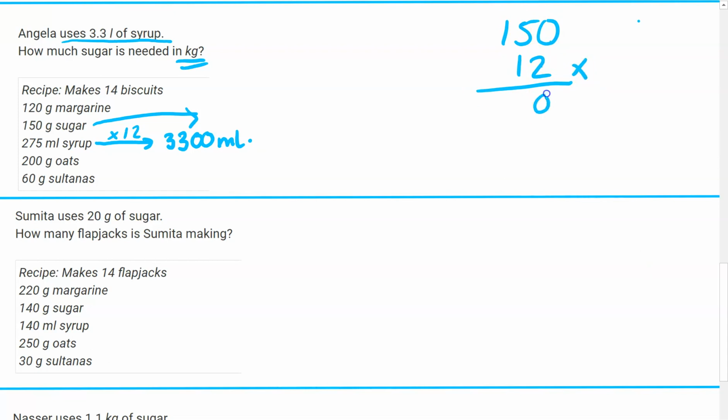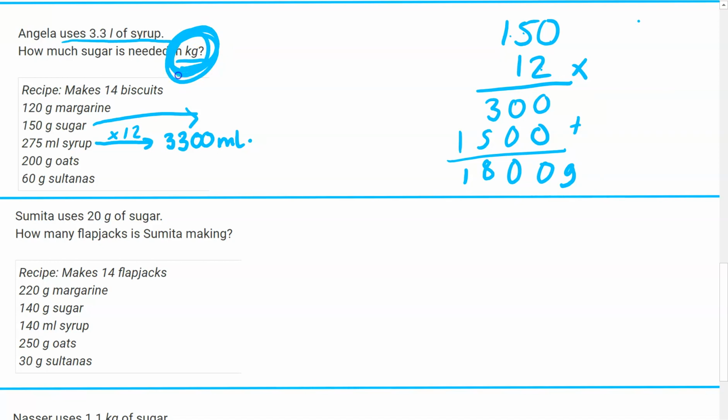So 2 times 0 is 0. 2 times 5 is 10. 2 times 1 is 2. Add this one is 3. Fill the 0, and then 1 times 0 is 0, 1 times 5 is 5, 1 times 1 is 1, add them up, 0, 0, 8, 1. That is milligrams, sorry, that is grams. But the question very clearly says in kilograms. So we're going to divide that by 1,000. So that's 1.8 kilograms.